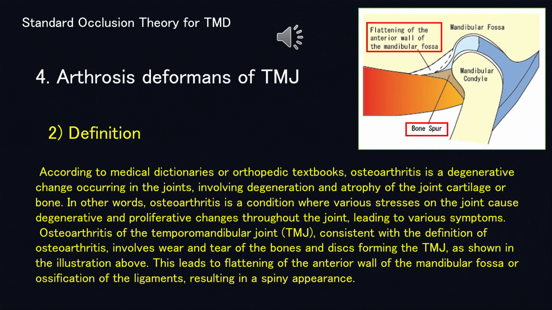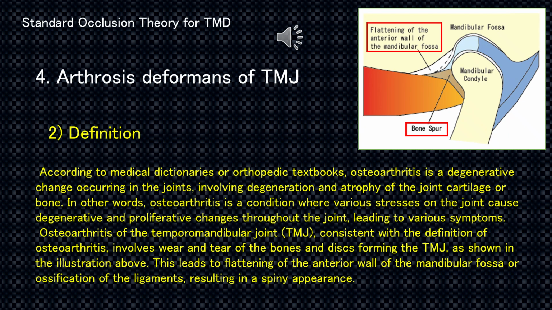2. Definition. According to medical dictionaries or orthopedic textbooks, osteoarthritis is a degenerative change occurring in the joints, involving degeneration and atrophy of the joint cartilage or bone. In other words, osteoarthritis is a condition where various stresses on the joint cause degenerative and proliferative changes throughout the joint, leading to various symptoms.